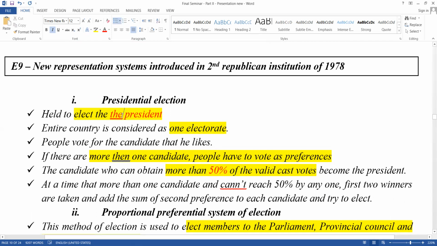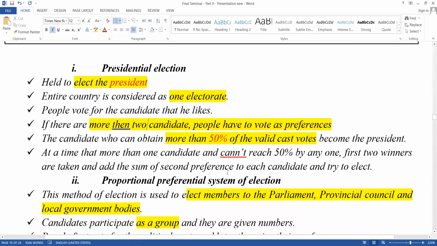Okay. And the entire country is considered as one electorate. If there are more than two candidates, people have to give preferences like 1, 2, 3. The person who gets more than 50% of the valid votes will become the president. If anyone cannot reach that 50% mark, then the second and third preferences of people are considered. Then if even then no one can exceed it, once again a new election is held.